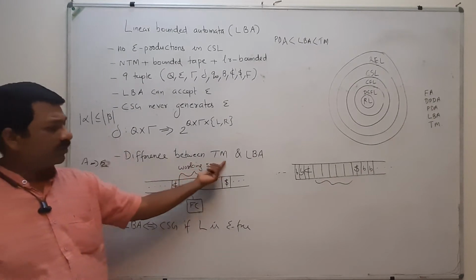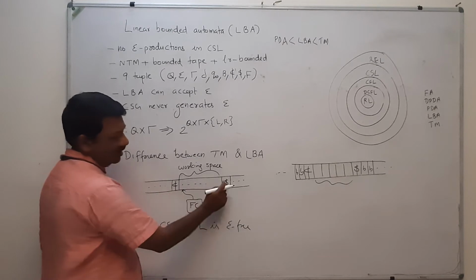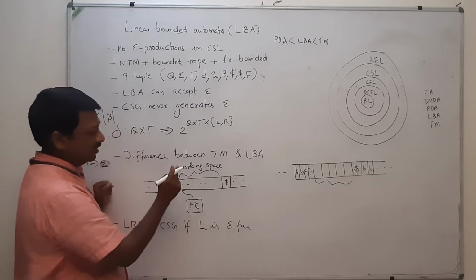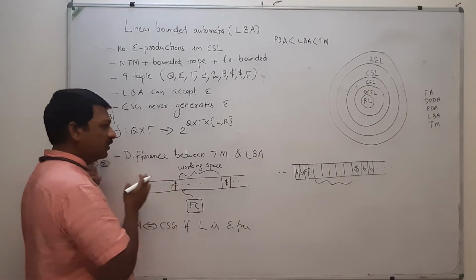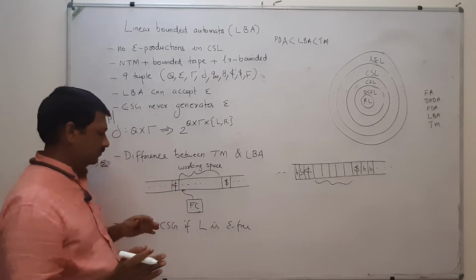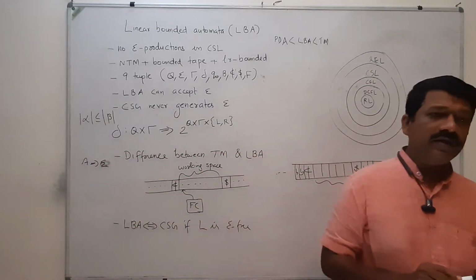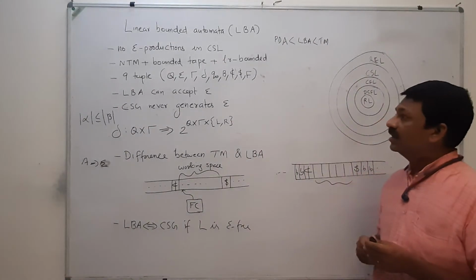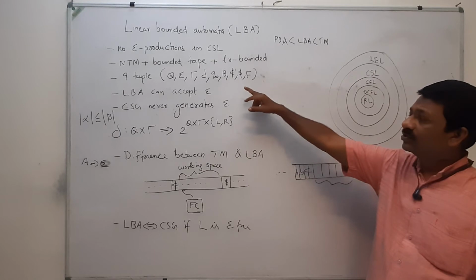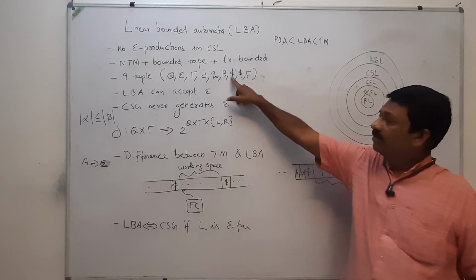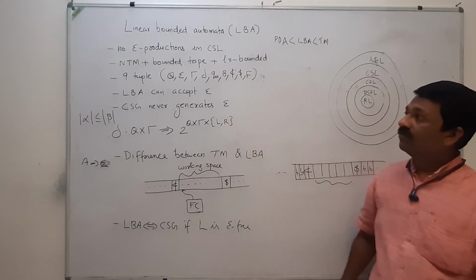And the difference between a Turing machine and an LBA is that the left and right ends are fixed for an LBA, whereas in a Turing machine the tape is infinite to the left as well as to the right. Okay, and that's all about linear bounded automaton. It is a 9-tuple: Q, sigma, tau, delta, q0, B, the two left and right end markers, and F is the set of final states.